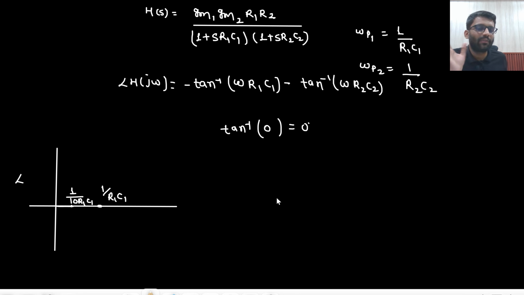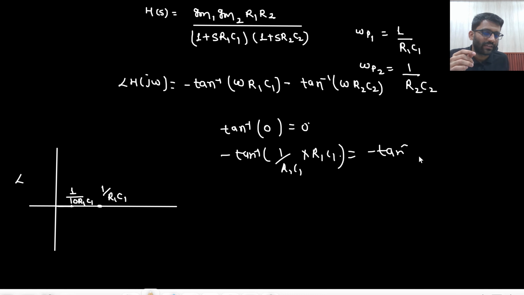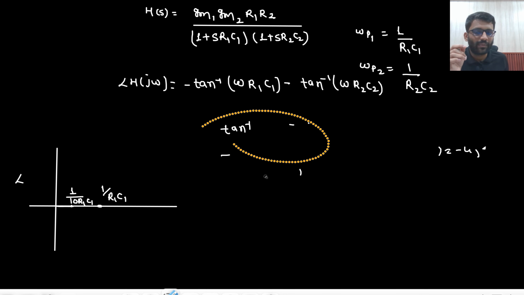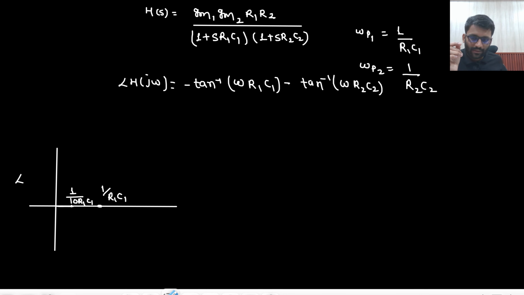At 1 by R1 C1, what will be your phase? Omega is equal to 1 by R1 C1. At that time, your phase will be minus tan inverse 1, and that would be equal to minus 45 degree, right? So at that time, your phase will be minus 45 degree. And for ten times larger, let's just say my omega is ten times larger than this one.